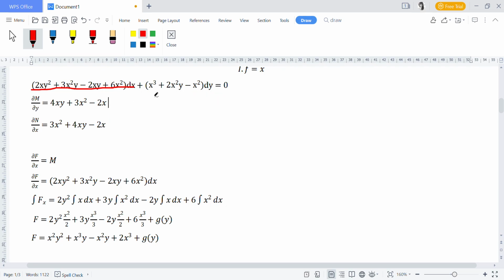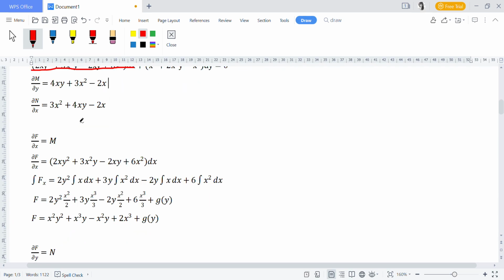So, the derivative of x cubed is 3x squared, then the derivative of 2x squared y is 4xy, then the derivative of negative x squared is simply negative 2x. Now, as you can see, this one and this one are now the same. So, this equation is now exact.